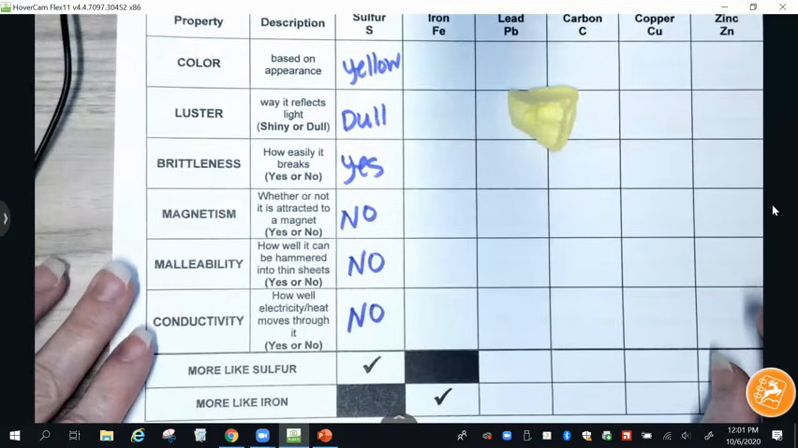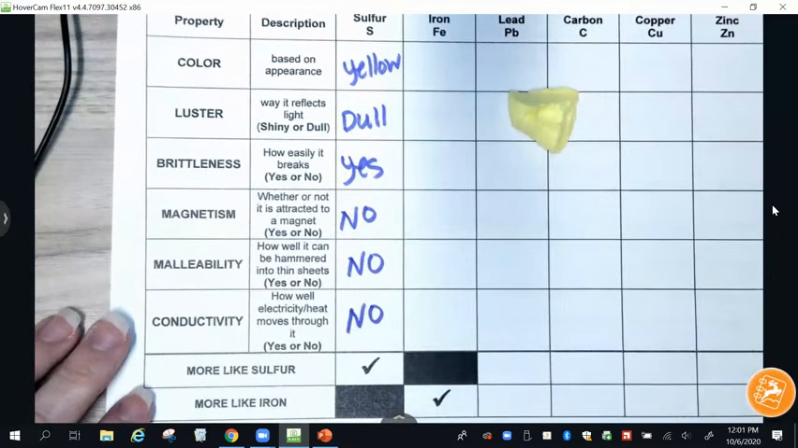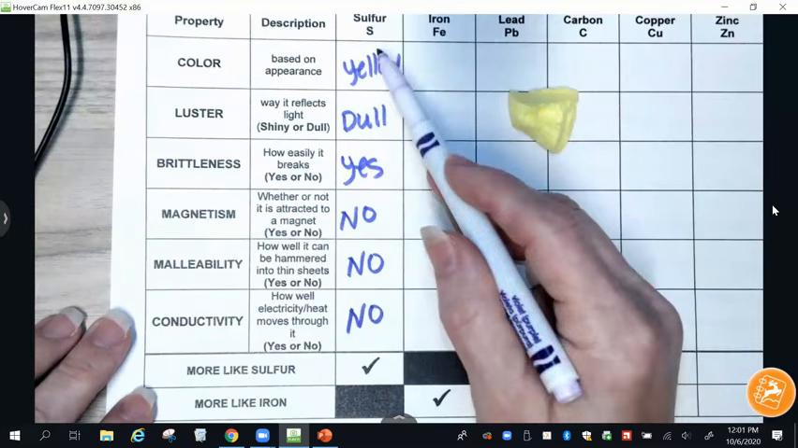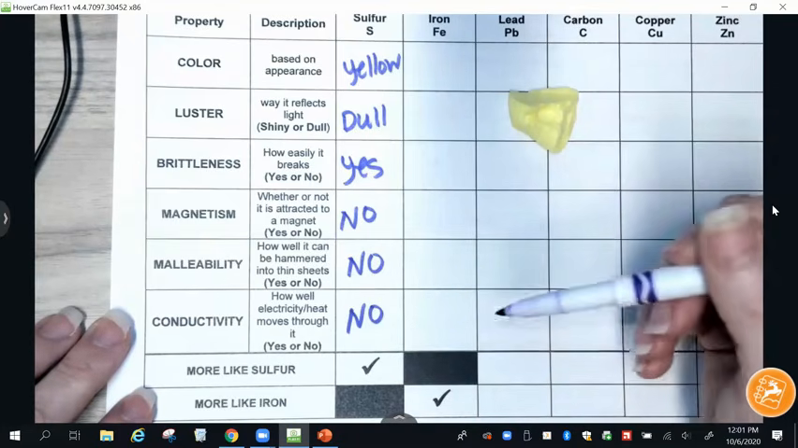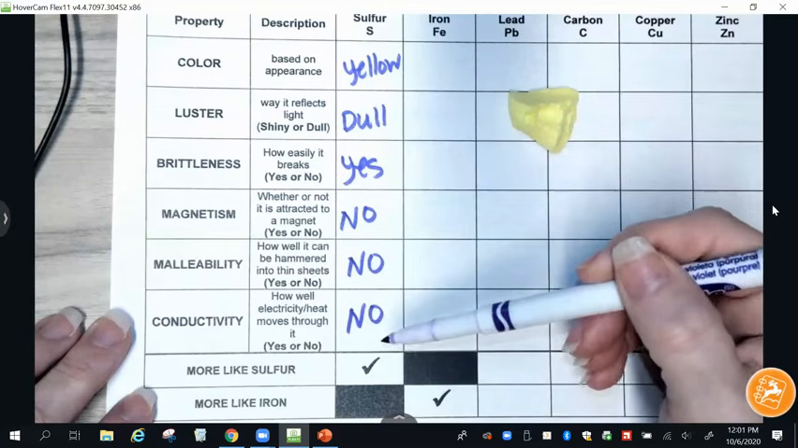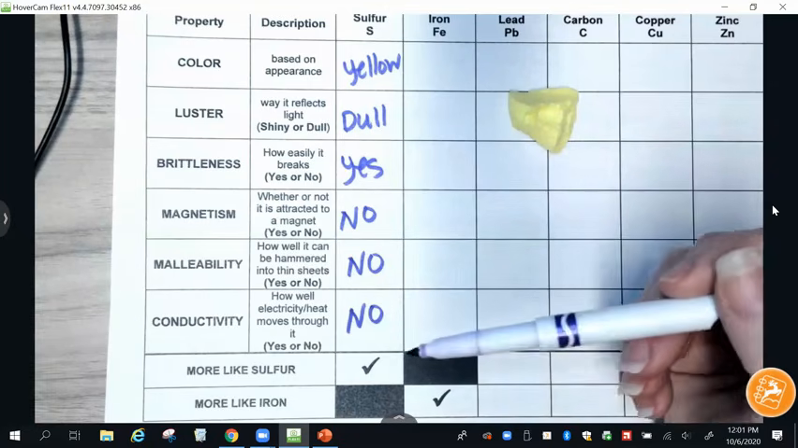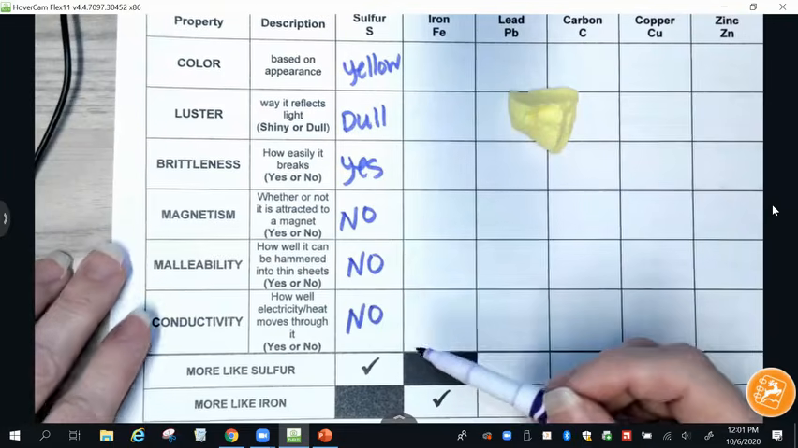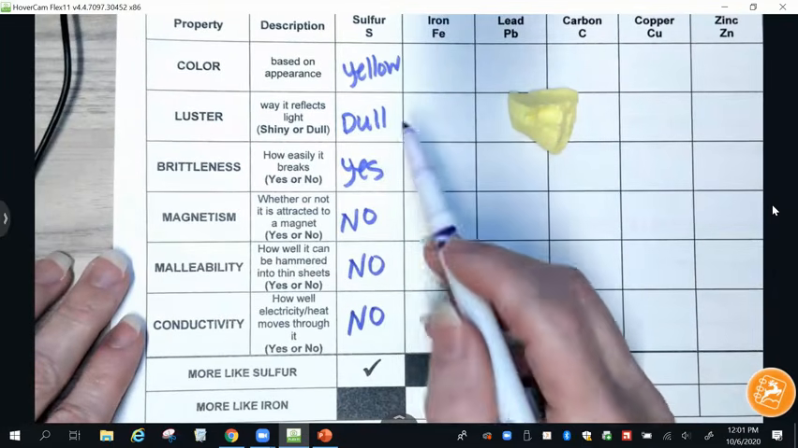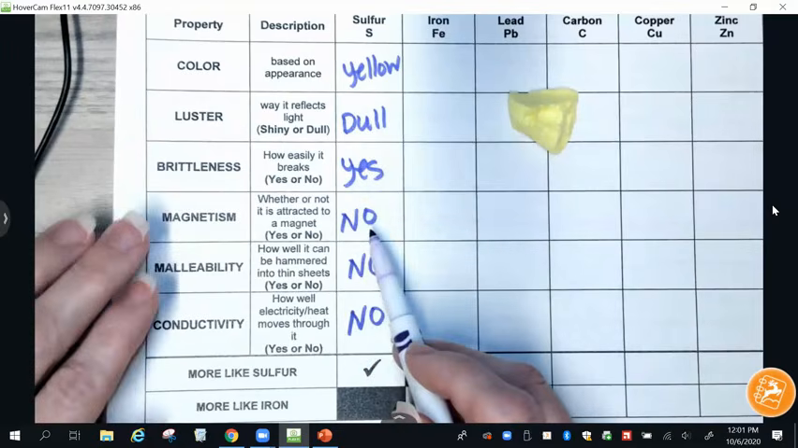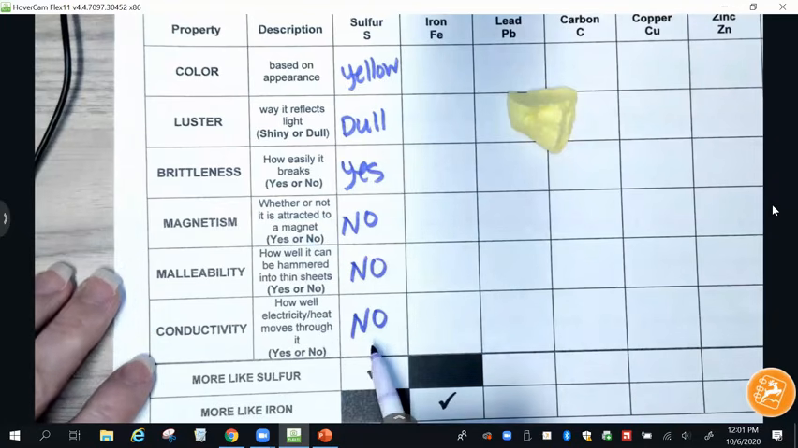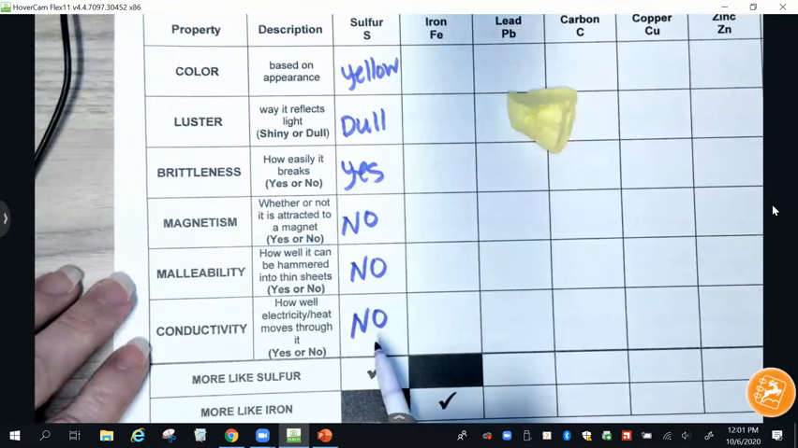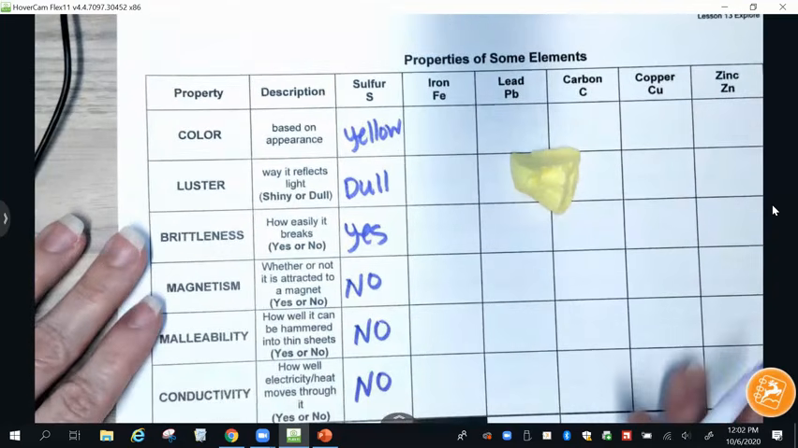Okay, now at the bottom, there are two boxes and it says more like sulfur or more like iron. Well, it is sulfur, so of course it's going to be more like sulfur. But what we have to think about is these properties. We just did our vocabulary, so let's think about it. If something is dull, it's brittle, it's not attracted to a magnet, so no magnetism, it's not malleable and it's not conductive. Do you think that sounds more like it would be a metal or more like a non-metal? Non-metal. So let's do this because this is going to help us later.